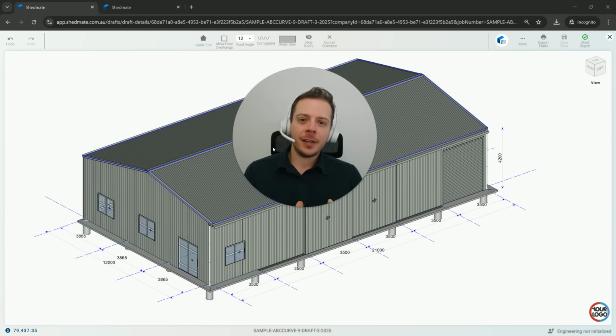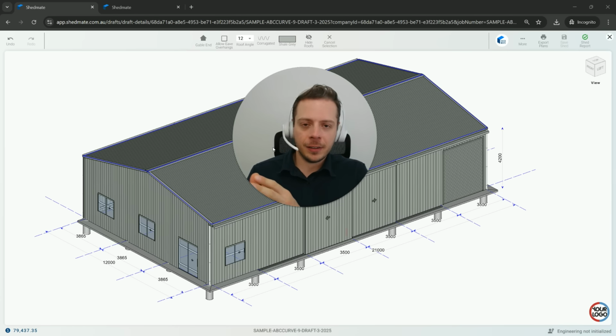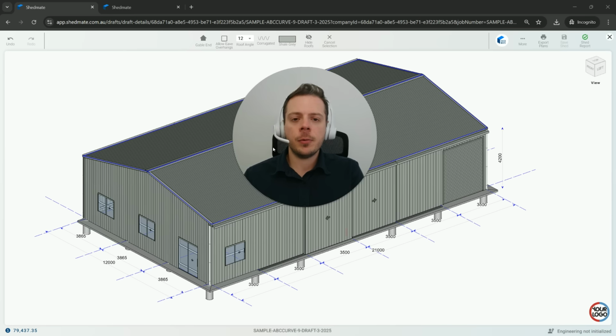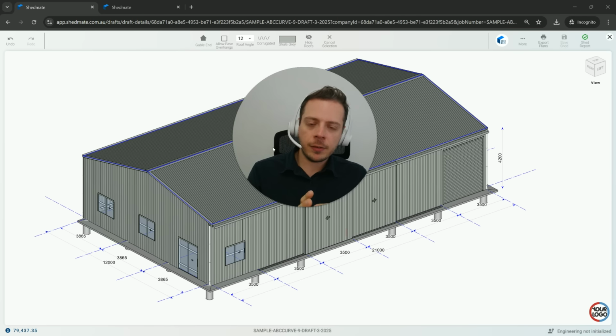I promise that I'm going to keep this very practical. Our focus here is to help shed businesses, engineers, and estimators to design and quote sheds in the best way possible. So I'm going to be pragmatic, and we're going to start by jumping into Shedmate. We're going to get a real project. We're going to extract some information in Excel to understand what the ABC curve is.